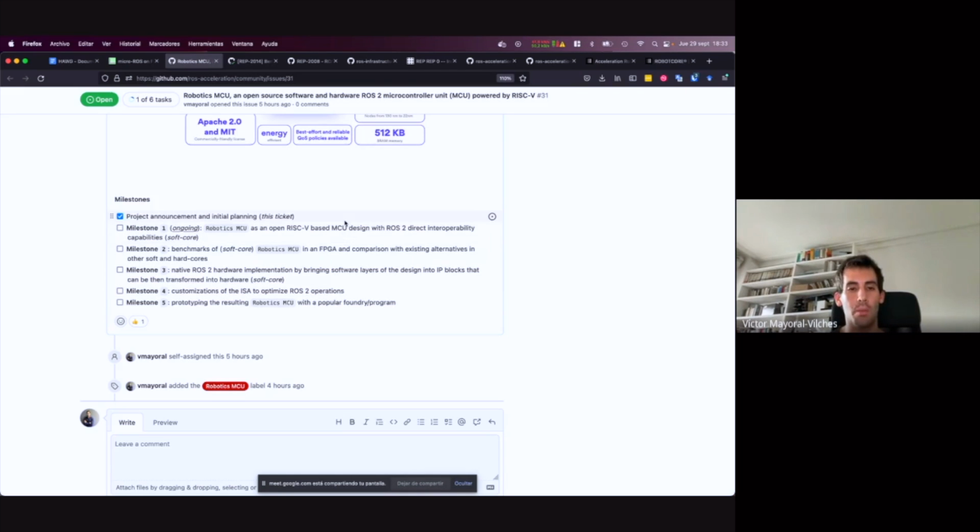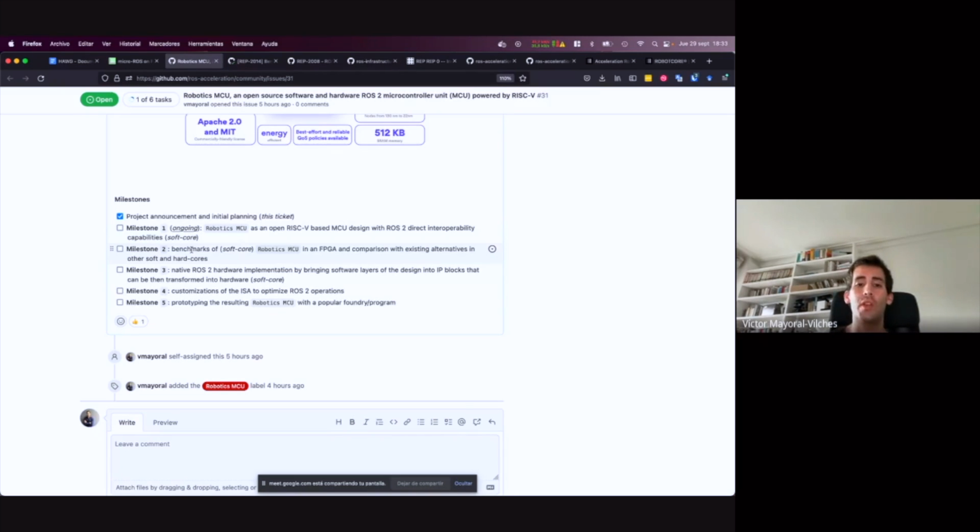So that's how we will be working and how we will be translating our RISC-V design into something that we can benchmark and test, and that's why the soft core reference is in there. So again, benchmarks are phase or milestone 2.